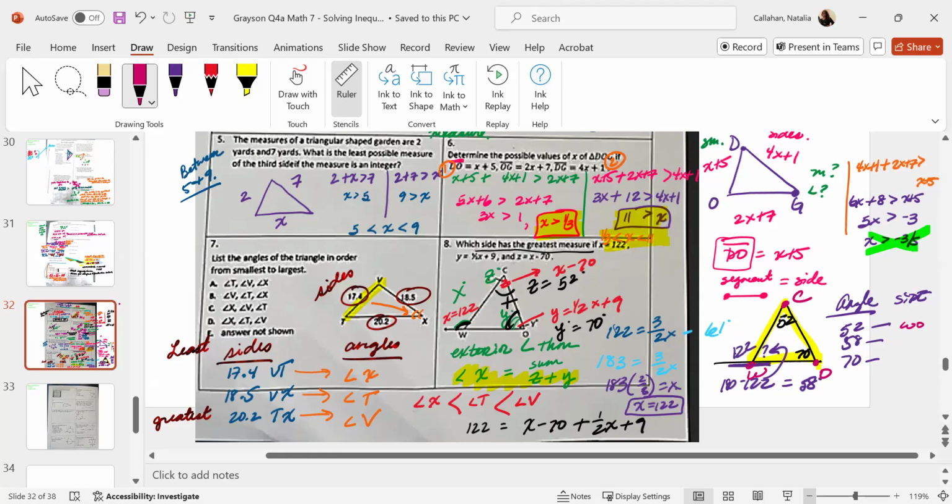52 is not a side. I need two letters for a side. Where's 58? Look at my sides right here. Which side has the greatest measure? Side with the greatest measure is 70, which is CW.